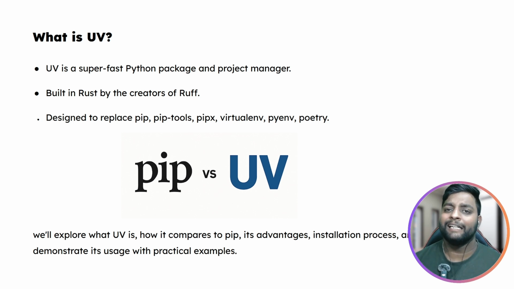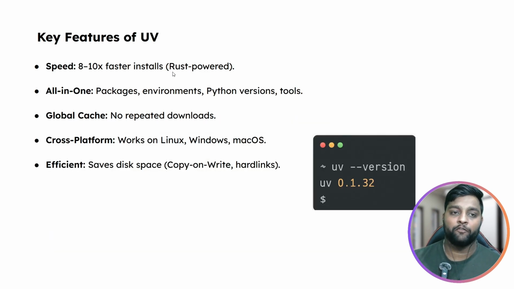So what is the speciality in UV? Just check out our next slides as well, so let us explore them. Key features of UV: speed. With traditional pip packages, if you want to install small packages, it's fine. But if you want to install big or huge packages, like NVIDIA GPU-based packages or transformer models, with their dependencies and everything, it will take approximately 2 to 5 minutes.